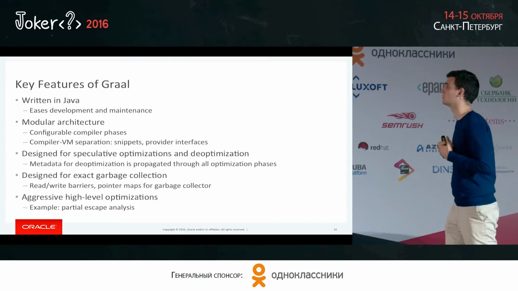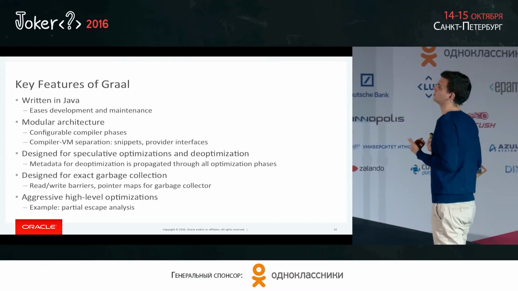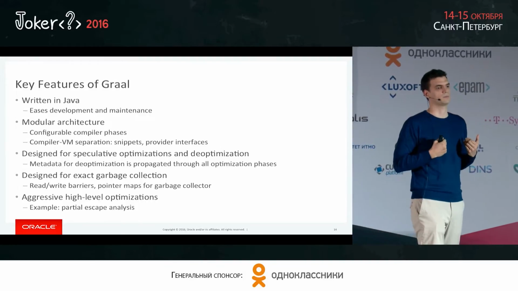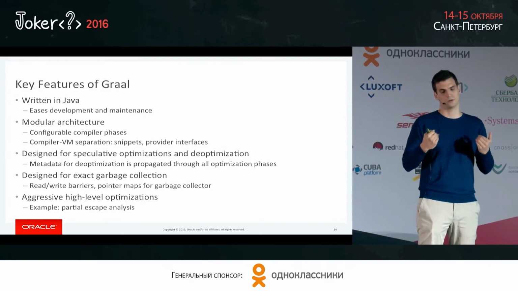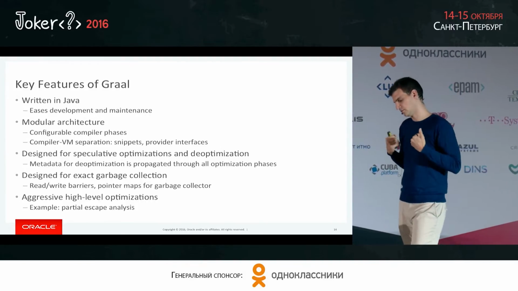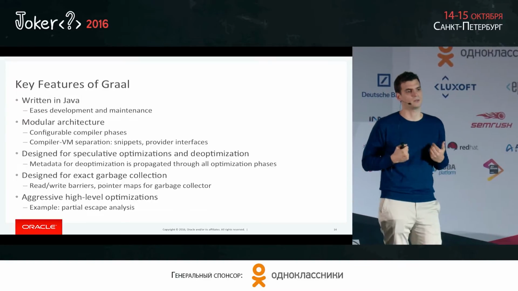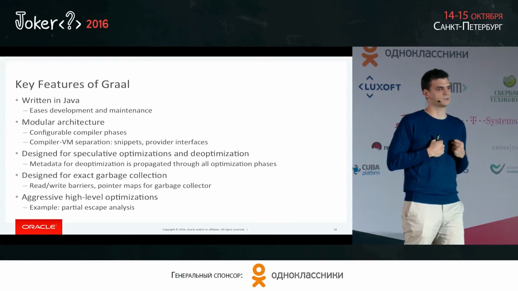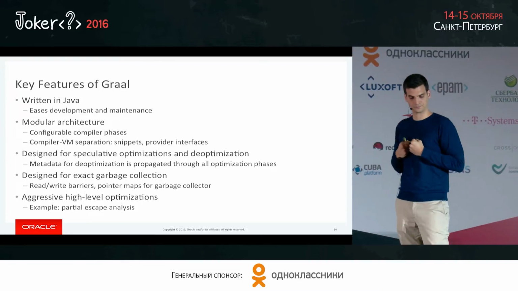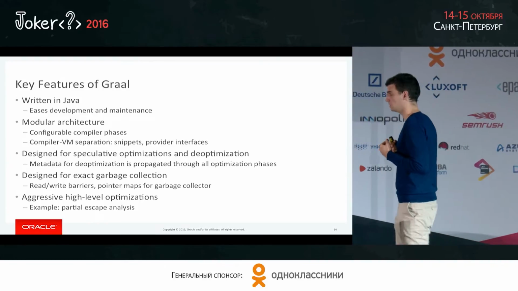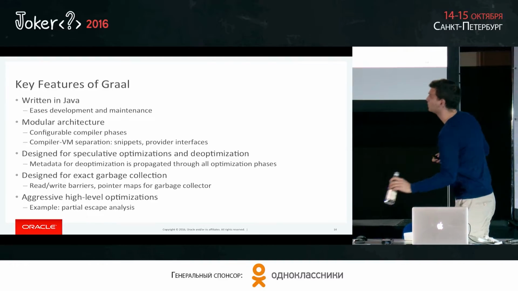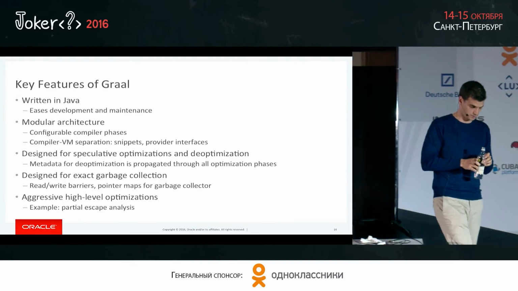And then it's also designed for speculative optimization. So this means that you can assume some things at runtime. So for example, that some types are not loaded, or that some values have a certain type, and then you can optimize code based on that. And this gives you huge speedups in certain cases. And then finally, it is designed for exact garbage collection, and it does aggressive high-level optimizations.